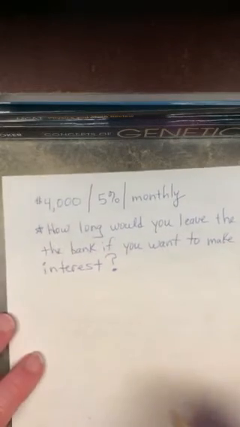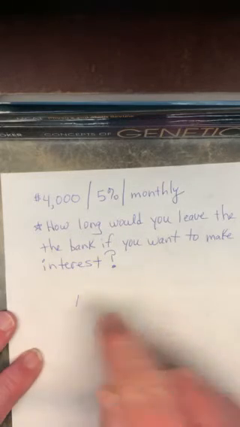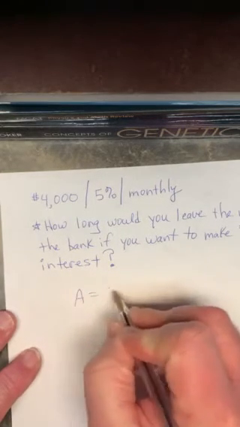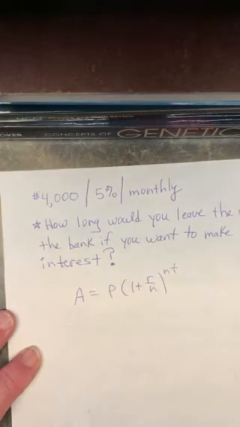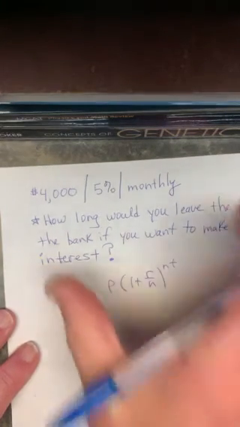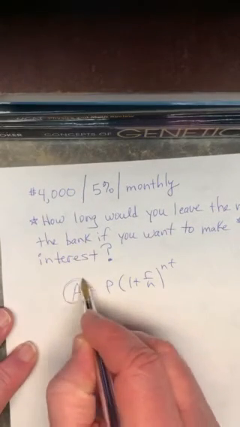Okay? So think about it. If we go back to our formula, our final amount, remember this formula, A equals P times 1 plus r over n to the nt power. You got to think, right? You're a banker now, okay? Not a scientist. A, remember, stands for final amount.